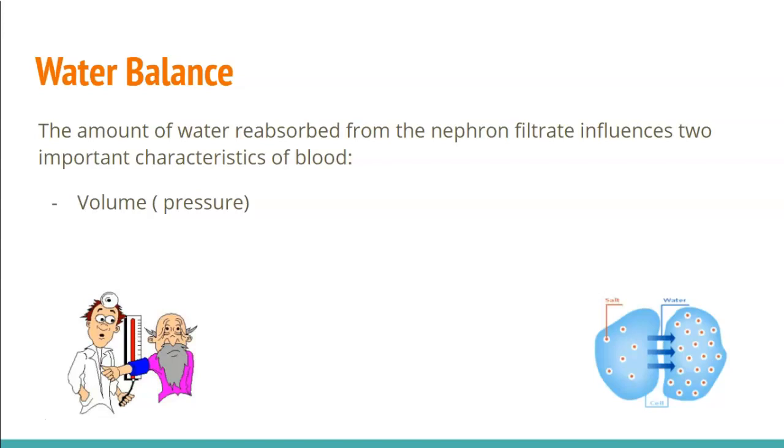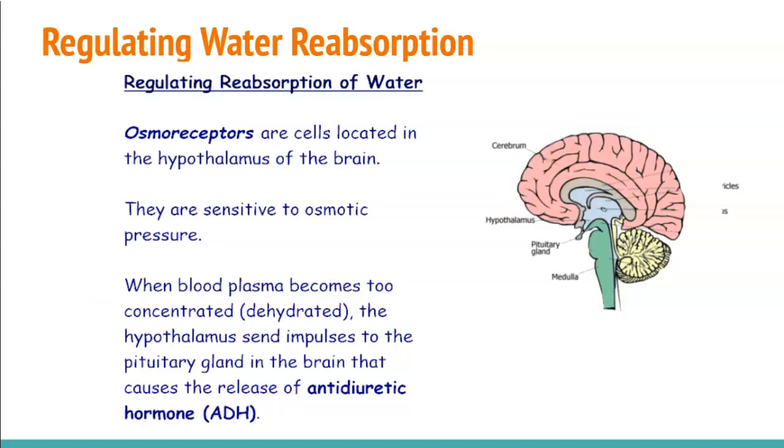One is the volume. If you think back to blood pressure, back in chapter 8, when we learned what blood pressure is, a lot of it has to be regulated by the reabsorption of water from our nephron. The other one is the concentration of plasma solutes, or osmosis. What we're talking about here is your salt concentrations, your different ion concentrations found in your blood. We don't want too much of it, we don't want too little of it, so we have to balance it out. Regulating water reabsorption is done by our brain.